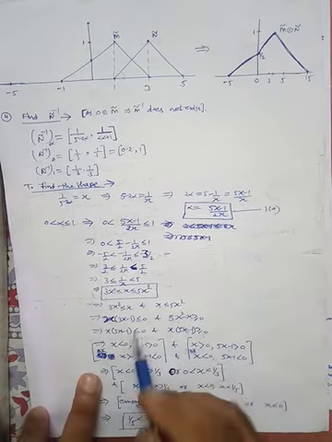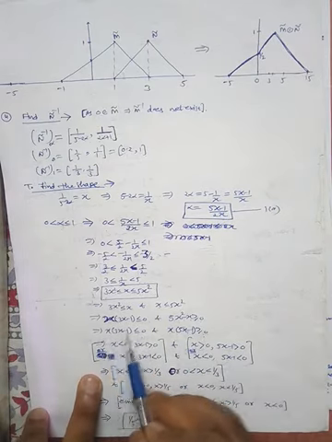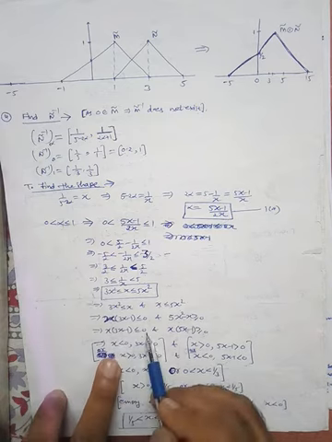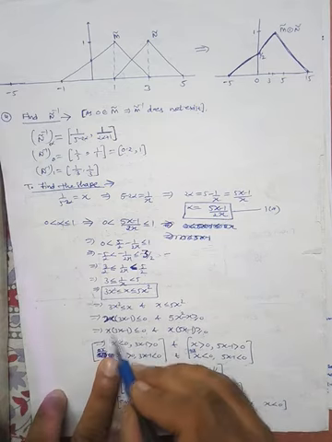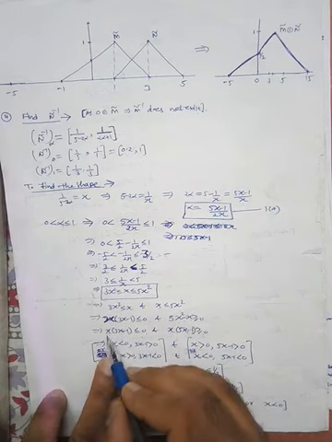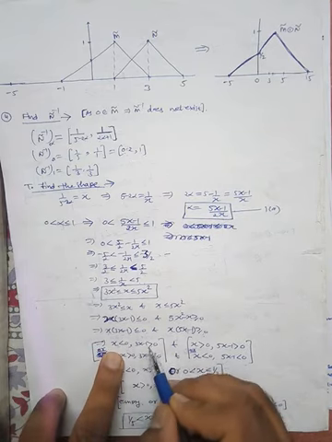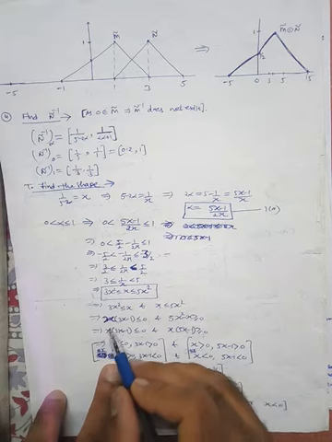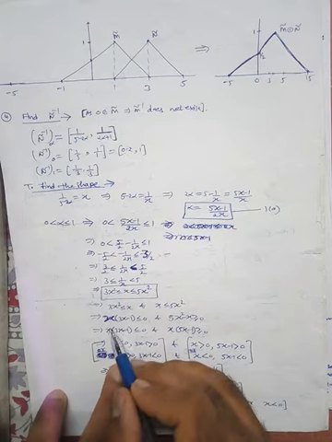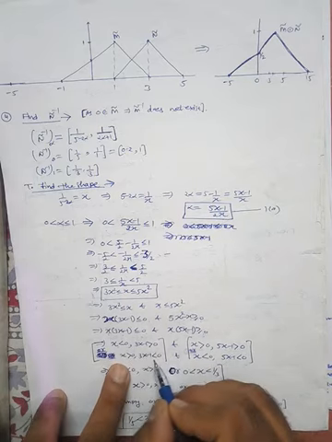Fine. Now since this product is less than or equal to 0, this is only possible when one is negative and one is positive. So suppose x is negative and 3x minus 1 is positive. Similarly, the second possibility is that x is positive and 3x minus 1 is negative.